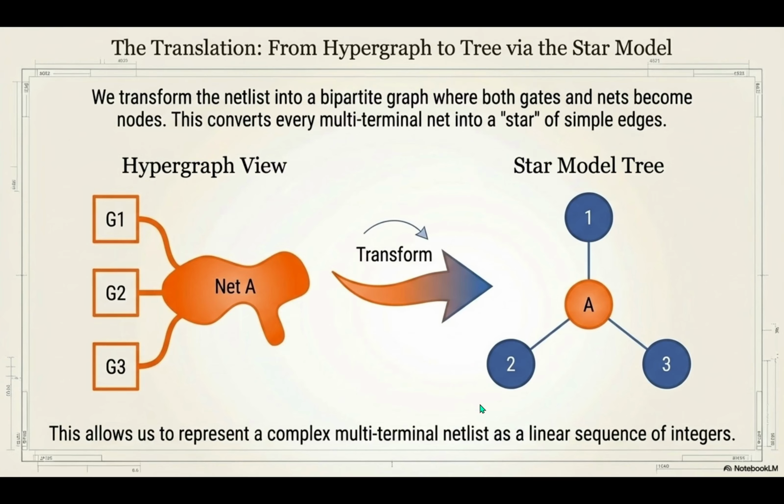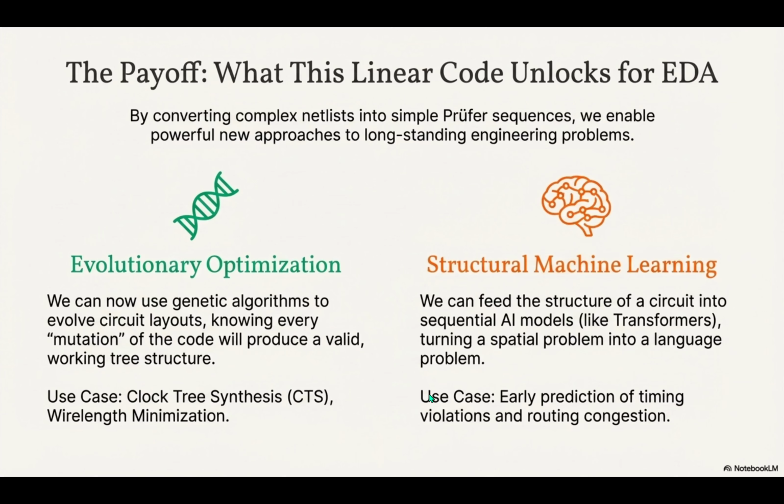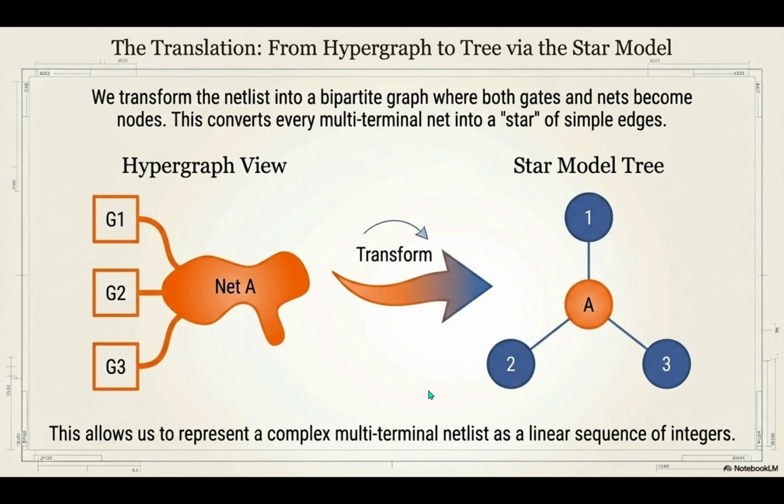And once it's a collection of trees, Prüfer's 1918 bijection is suddenly back on the table. It's back in play. You can now represent that entire complex circuit blueprint as a single, long, linear sequence of integers. That translation is the whole ballgame. It's the bridge connecting the two centuries.